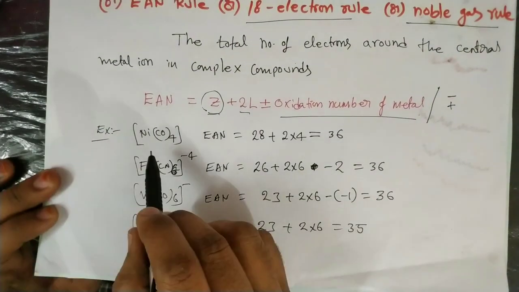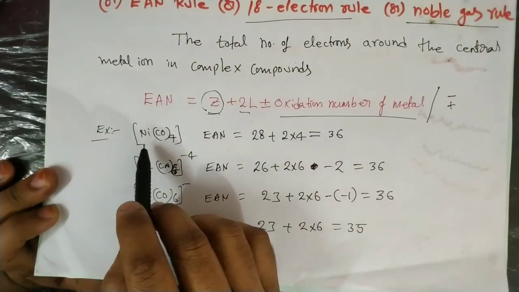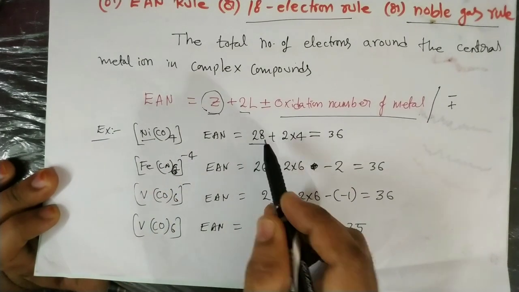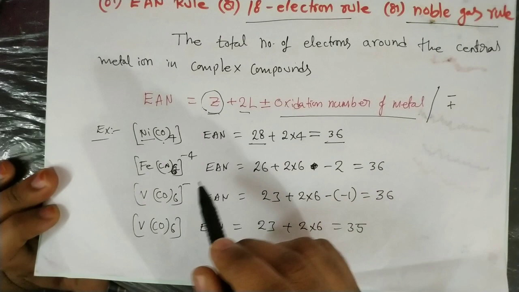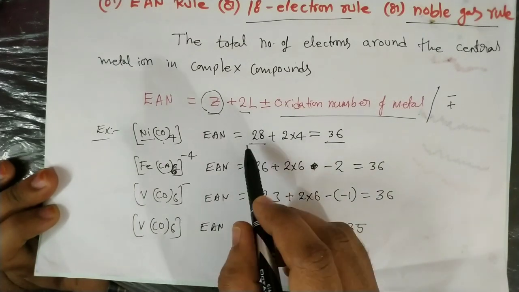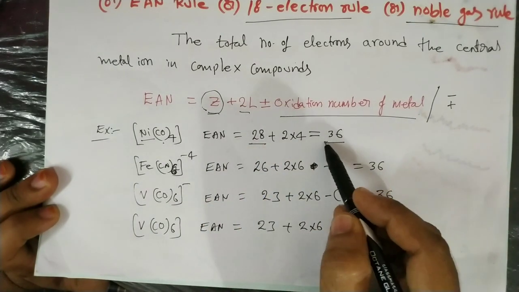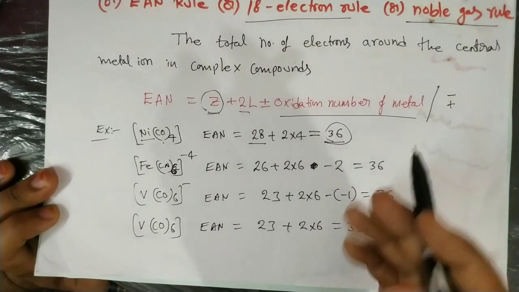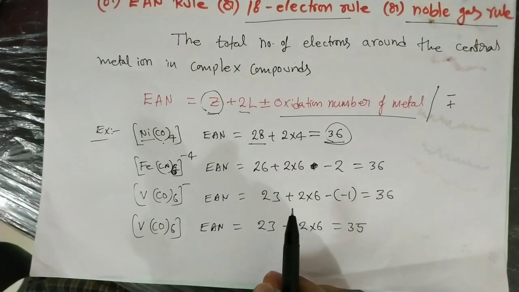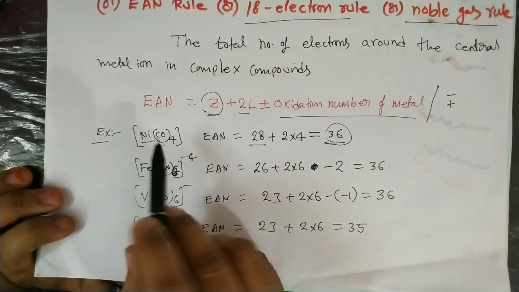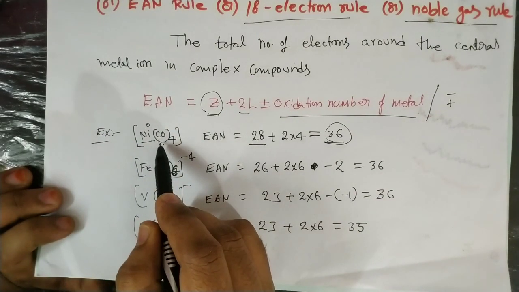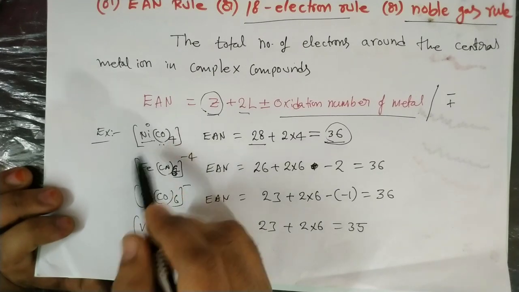Let us see nickel tetracarbonyl. Nickel atomic number is 28, and there are 4 ligands, 2 into 4, so that equals 36. So the effective atomic number equals 36, which is the atomic number of a noble gas element. So this complex compound is stable. In this case the nickel oxidation number is 0. You know that for carbonyl compounds the metal atom has a 0 oxidation number.